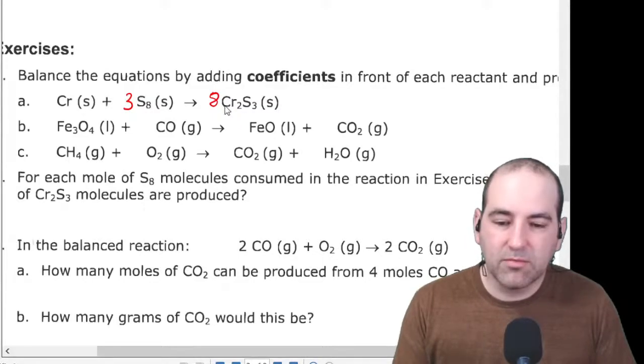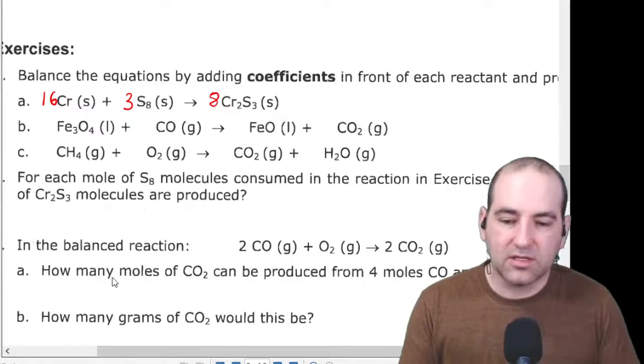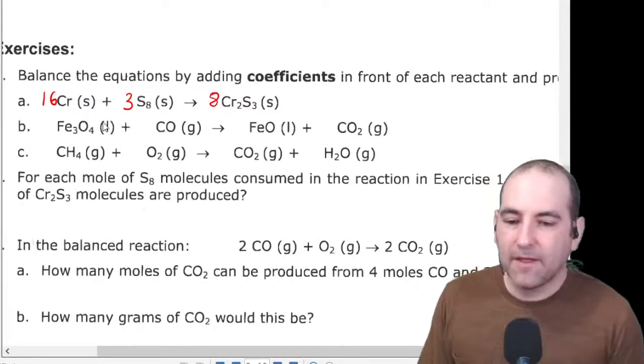So that leaves the chromium one. 8 times 2 is 16. So I need 16 on this side. Not too bad. All right, next one.